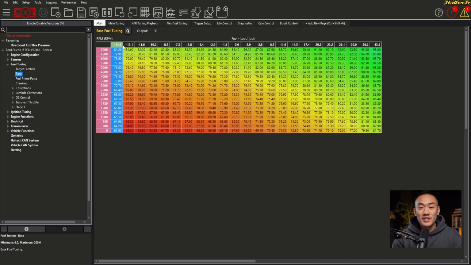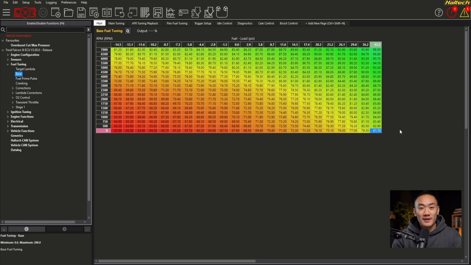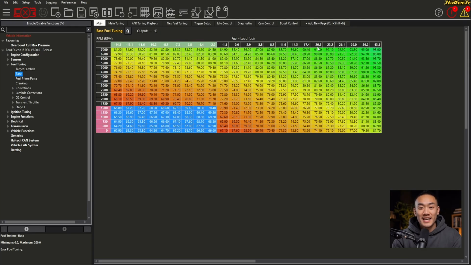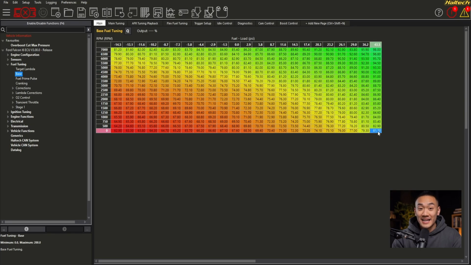Lower VE numbers mean less air is being trapped. Higher VE numbers mean more air is being trapped. This brings us to the math. Although VE sounds like it's about volume, the ECU never actually works in volume. It works in mass. Air is a gas, and gases change density with temperature and pressure. That's why Haltech uses the MAP sensor and the intake air temperature sensor to account for those changes.